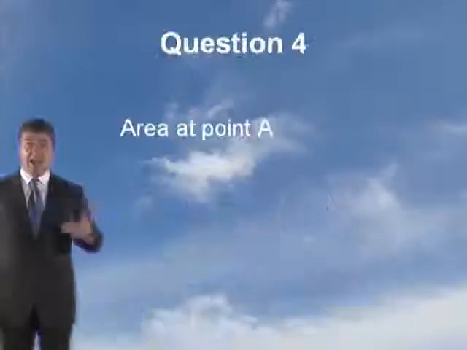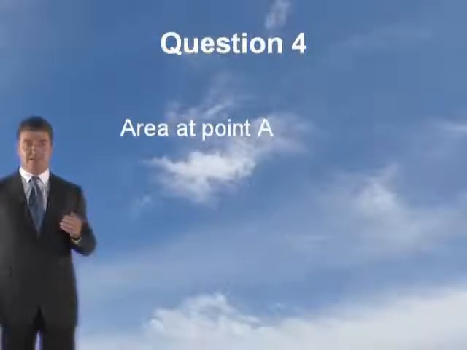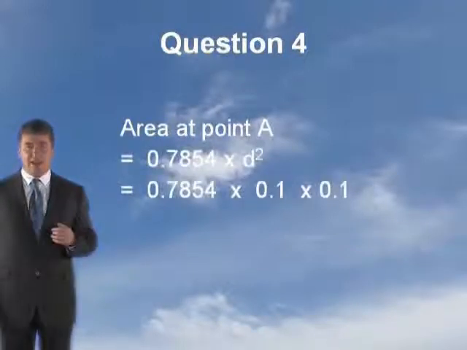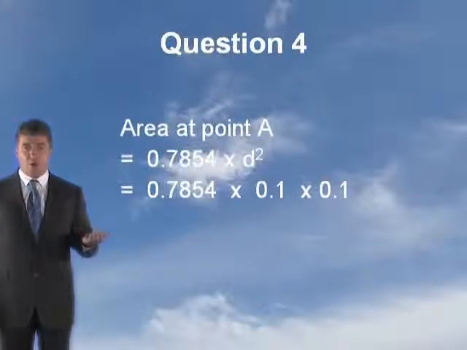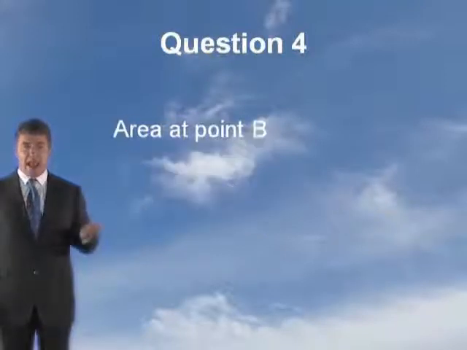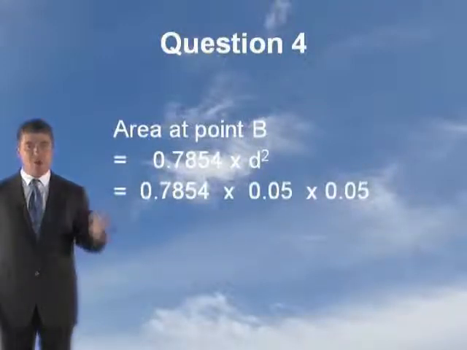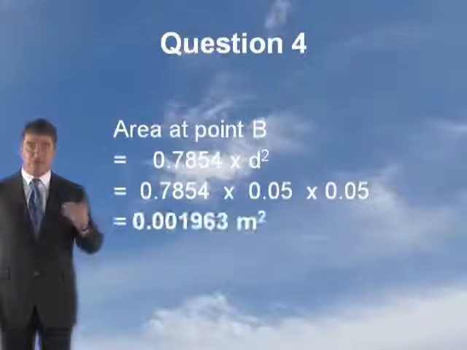Now we can determine the velocity at both point A and B. Now we know this because we're going to work out the area and we know the quantity of water. First we need to determine the area at points A and B in metres squared. So the area at point A, using the familiar formula 0.7854 times d squared, gives you 0.7854 times 0.1 times 0.1 equals 0.007854.